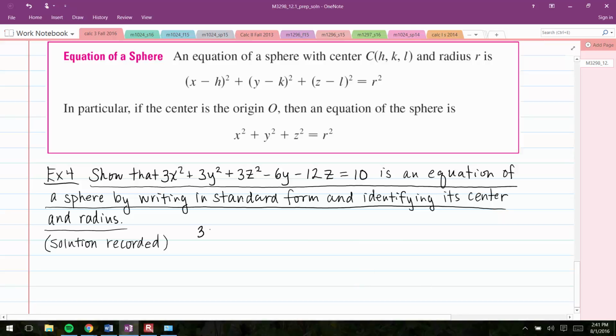So the first step is to collect all your similar variable stuff together. So 3x squared is all on its own there, but then when we write 3y squared, we want to bring up minus 6y, so they're together, and then we can write plus 3z squared minus 12z equals 10. So completing the square, a quick review on that.